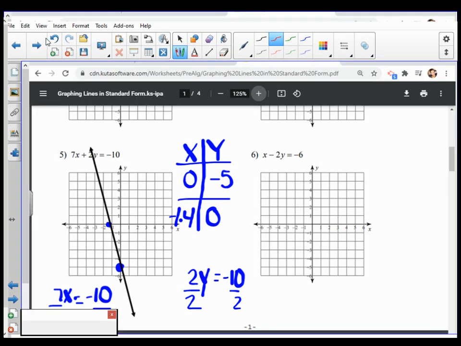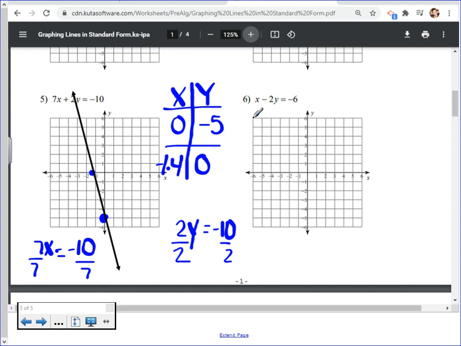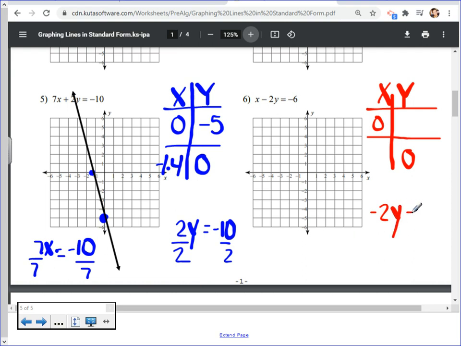We're going to do one more together. We're on number 6. If you look and you notice that, hey, I have an X and I have a Y, I need to do that T-chart where I have X as 0 and Y as 0. So I'm going to start with my T-chart, and I put a 0 under X and a 0 under Y, and now I'm going to plug those numbers in. When I plug in a 0 for X, the X goes away. So it's left with negative 2Y equals negative 6.